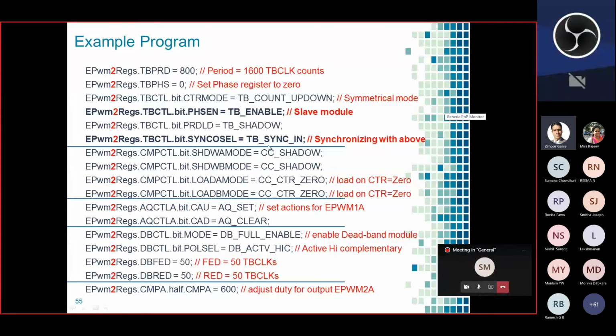Hello, good afternoon, sir. Actually, I am asking this question about this phase shift. As you already mentioned, the TB sync in should be changed into some numeric data. Accordingly, what amount of shift I need? Is it? Yes. Okay, sir. Thank you, sir. Yeah. Thank you. Any more queries? Any other participants?